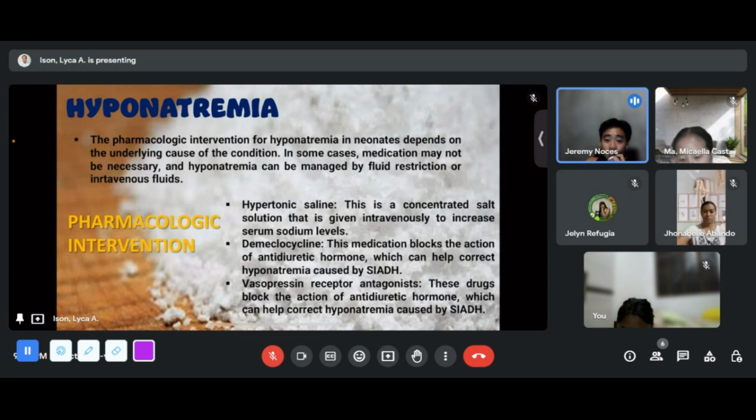So the demeclocycline, it blocks the action of antidiuretic hormone which can help correct hyponatremia caused by SIADH. So dito naman binablock niya si antidiuretic hormone. So, vasopressin receptor antagonist. It blocks the action of antidiuretic hormone which can help correct hyponatremia caused by SIADH. So, parang same lang sila ni demeclocycline. Next slide.